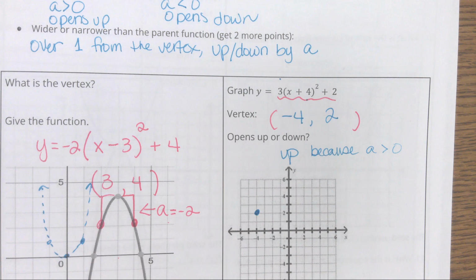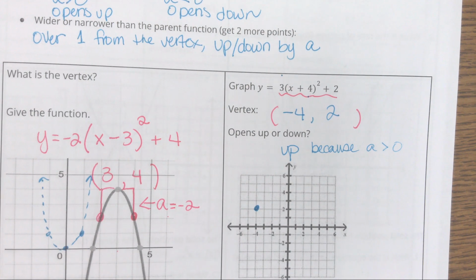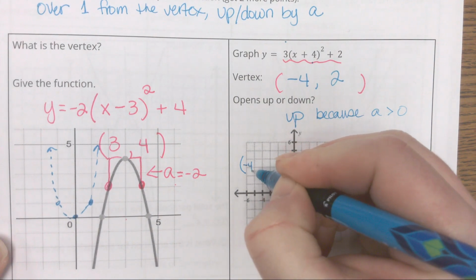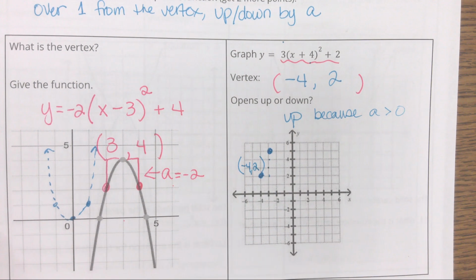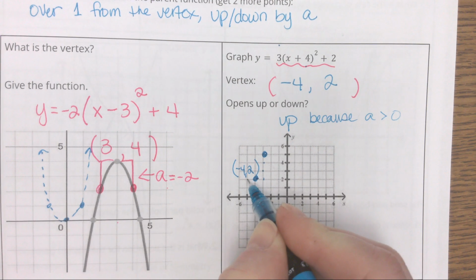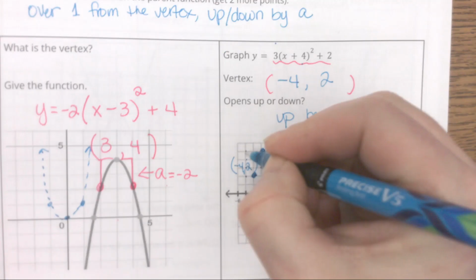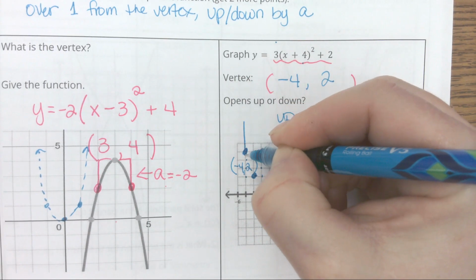Okay, so once we identify the vertex, that's step 1, plot the point. Second, we know what a is, right? So either way, we're going to do 2 more points. We're going to go 1 right and up 3, and then we're going to go 1 left and up 3 from the vertex. So here's our negative 4, 2. I'm going to go over 1, up 1, 2, 3, and put a point. I'm going to do the same thing on the other side. I'm going to go left 1, up 1, 2, 3, and put a point. And then I'm going to draw my parabola, my U shape, through that.